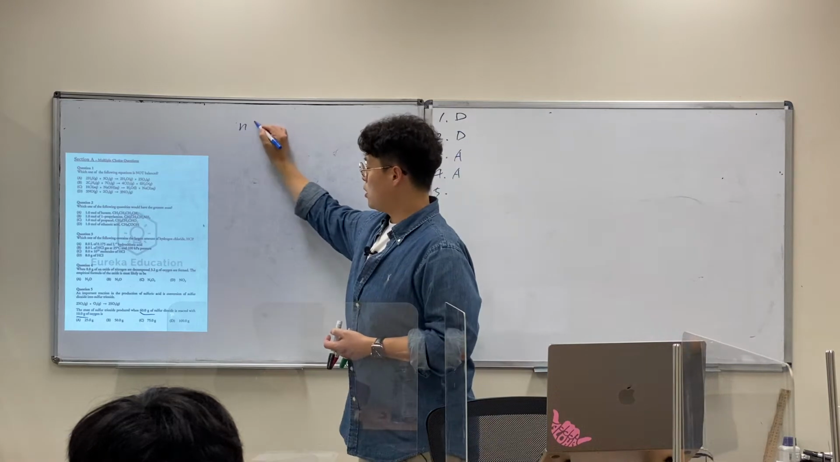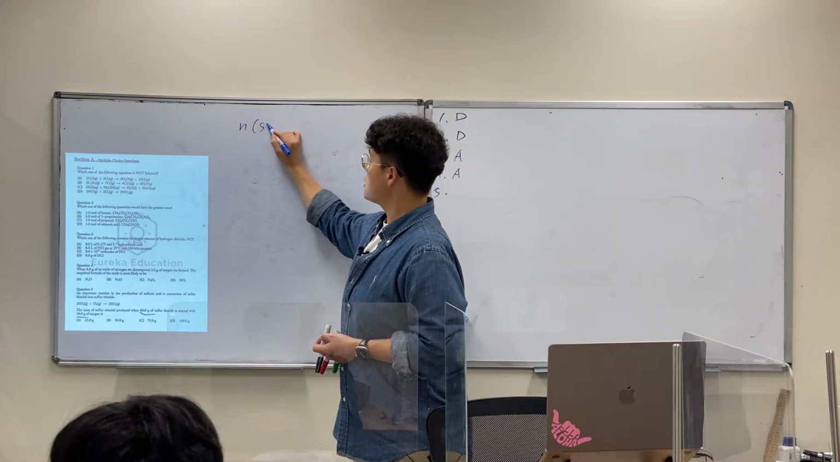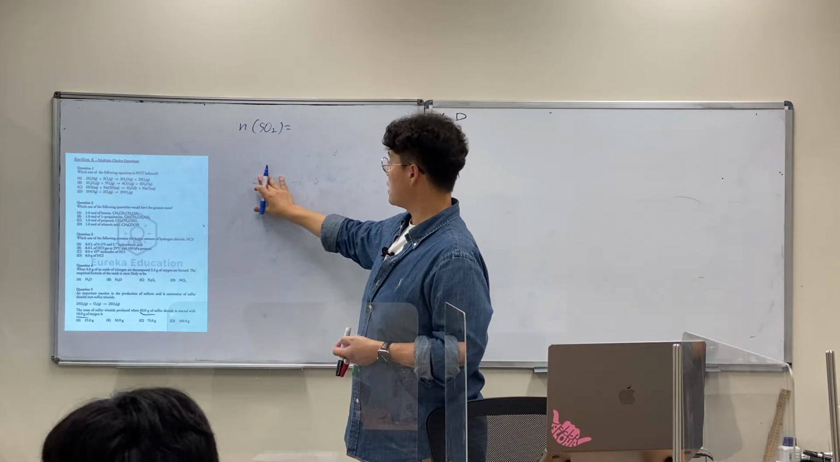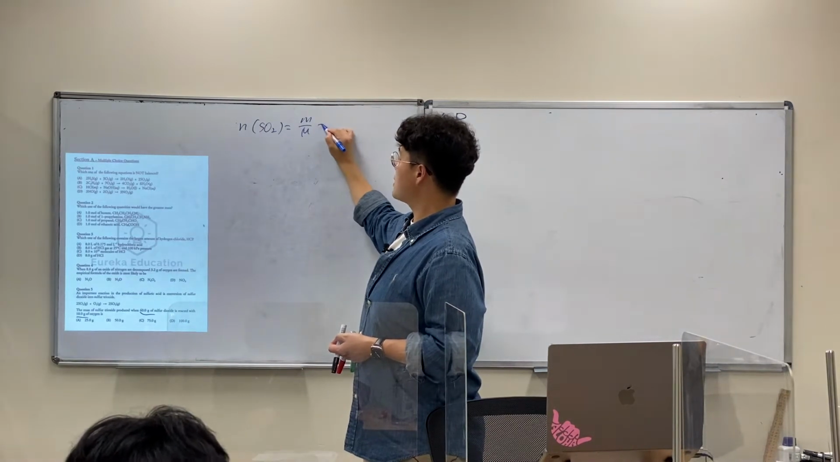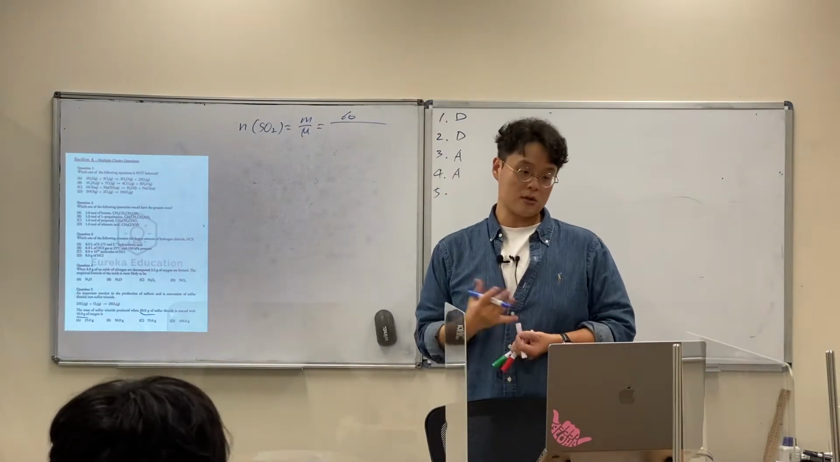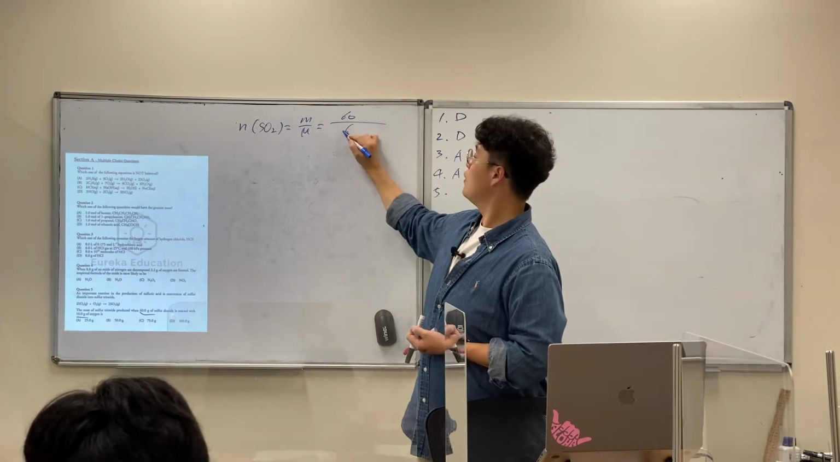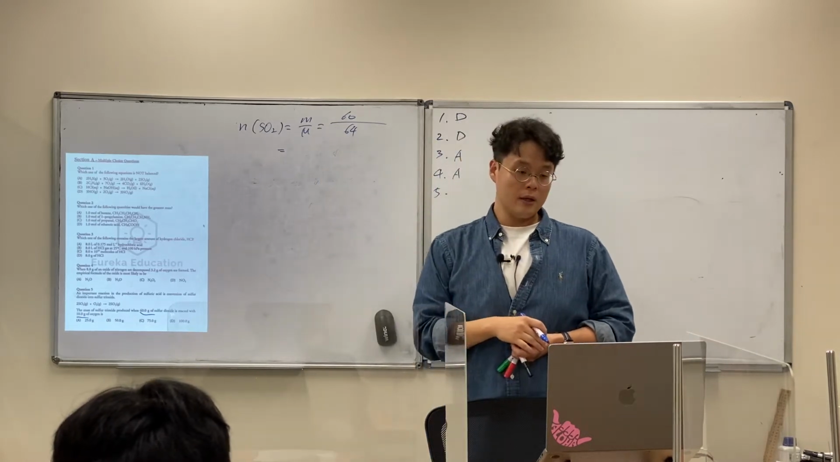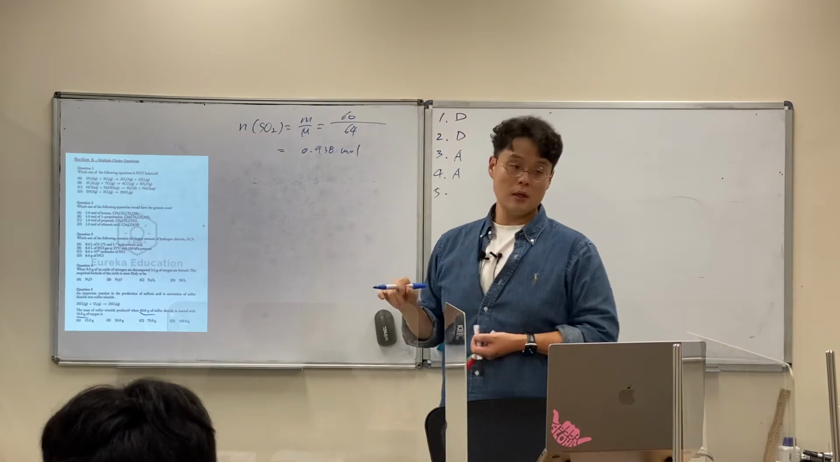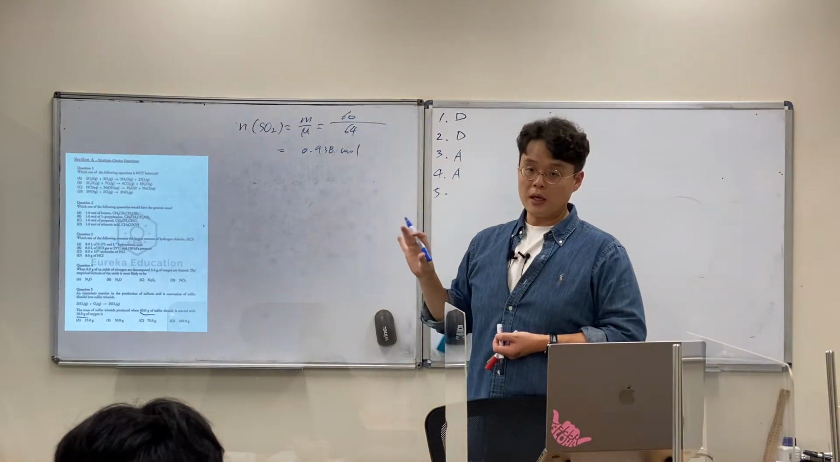So the number of moles of SO2, sulfur dioxide, can be found by m over molar mass, that is 60 divided by the molar mass of sulfur dioxide. That will be 64. I found that for you. And then you should get 0.938 mole. It's too easy.